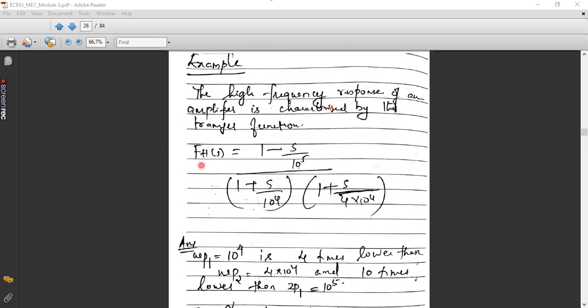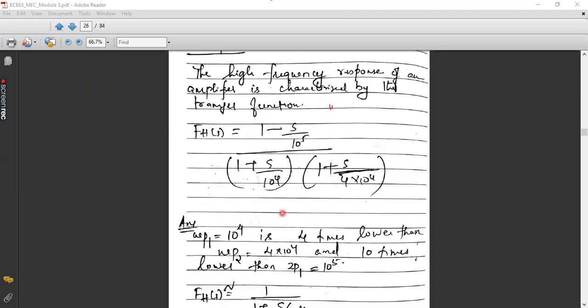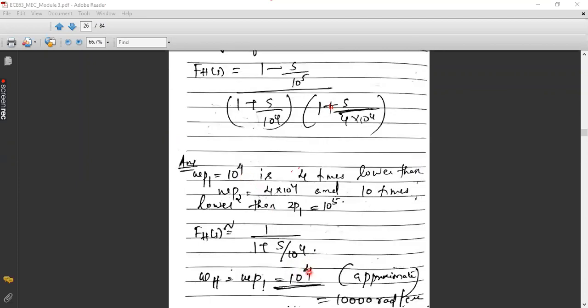So I will approximate my function as this. These two terms will get cancelled, right? So that will become approximately equal to 1 divided by 1 plus s by 10 to the power 4, where 10 to the power 4 is my omega p1, which I can consider as omega h. That is your cutoff frequency. 10 to the power 4 is nothing but 10,000 radians per second. It is omega, it is not an f, therefore it is 10,000 radians per second. Is that clear for you, students?